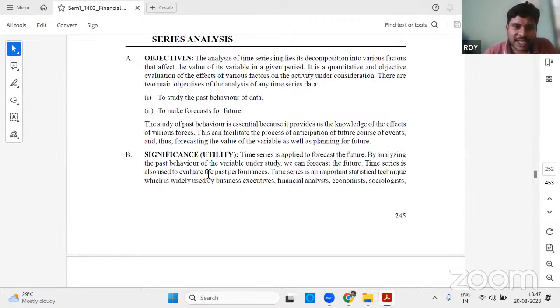By analyzing the past behavior of the variable under study, we can forecast the future. Past behavior, how it is, how the sales are. Sales are my variable. Just please keep this point in your mind. Past sales are high in some certain situation, so in the future, it will be there. I'm estimating that. Time series is also used to evaluate the past performance. These are the important words.